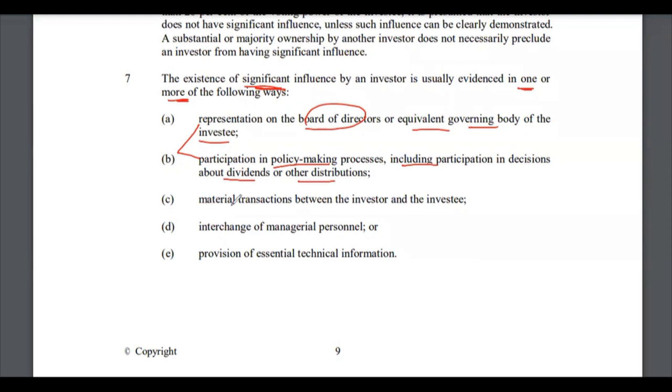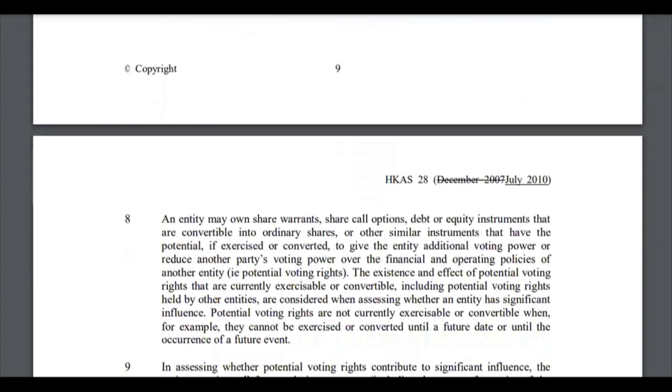Then bullet point C says material transactions between investor and investee, right? So material transactions could be anything, right? It has to be material transactions. And then part D, interchange of managerial personnel. So this is basically purely operational, right? They are exchanging managerial personnel between the investor and investee. Then provision of essential technical information. So let's say as an investor, you are providing your investee with some technical information, which is guiding the investee's financial performance. So again, that shows that the investor has significant influence over the investee.